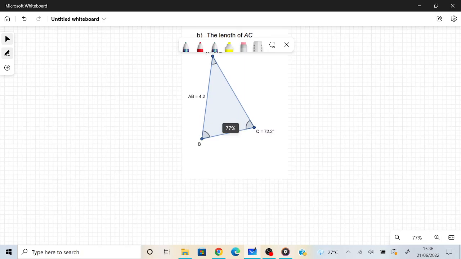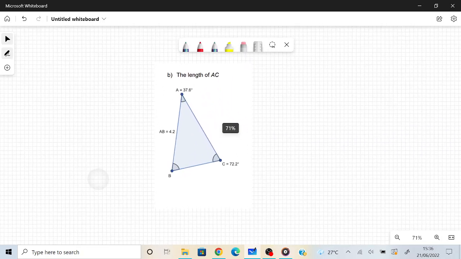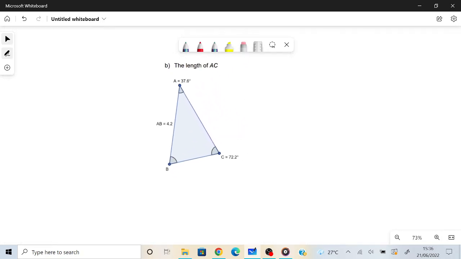Right. So, this question requires us to find the length of AC. Now, let's label this first. We have A here, B over here, and C over here. So that means our small a is somewhere here, our small b is here, and our small c is here. Even though they said AB is 4.2, I know that actually it's small c, which is 4.2.